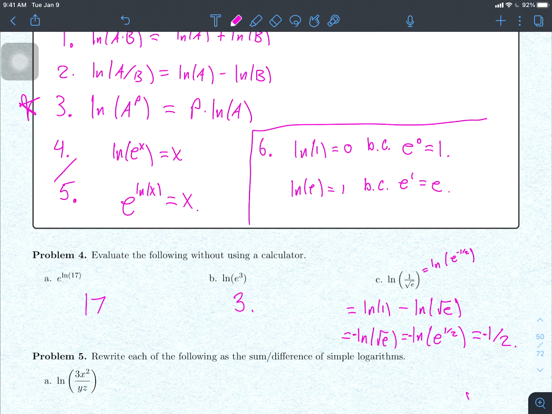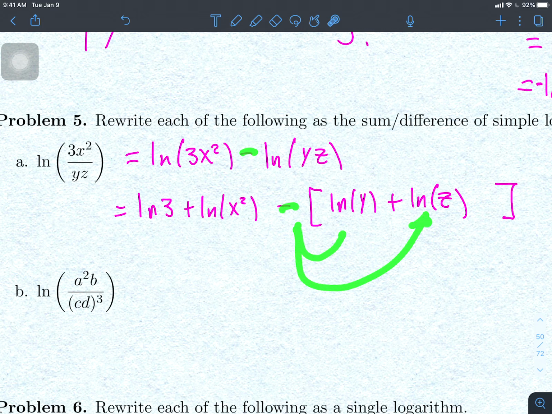Minus, I'm going to do the same thing to the second one. I've got a product here, so I can use rule number 1. We get ln of y plus ln of z. One thing we need to be careful about is that if we have a subtraction here, the subtraction needs to get distributed onto both of the terms. That's why I put these little brackets here, to remember that I have to distribute that minus sign.